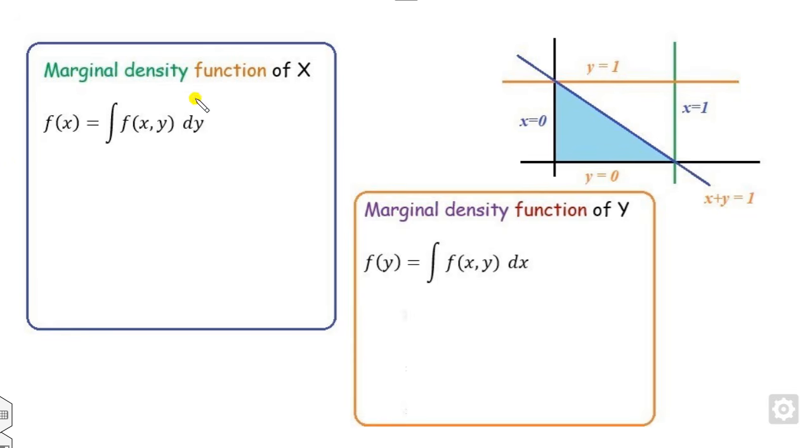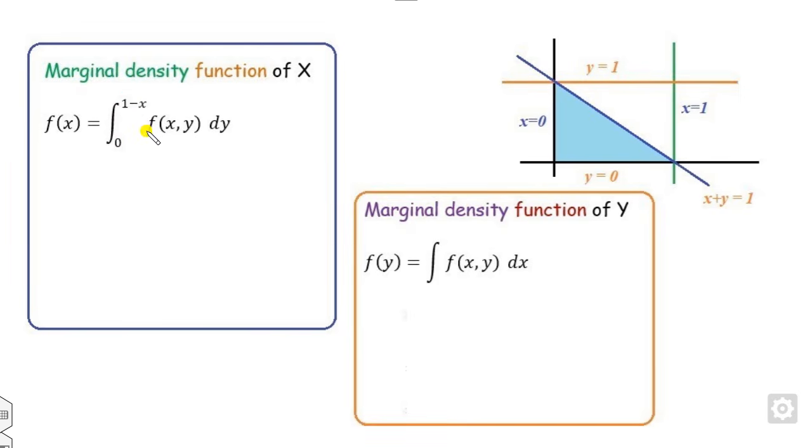In order to find the marginal density function, again the definition is the same. So this is the original figure. Okay, so in order to take the marginal of y, you have to take the strip on the y-axis. What is the value of y here? It is 0. What is the value of y here? It is 1 minus x. So the limit is 1 minus x.